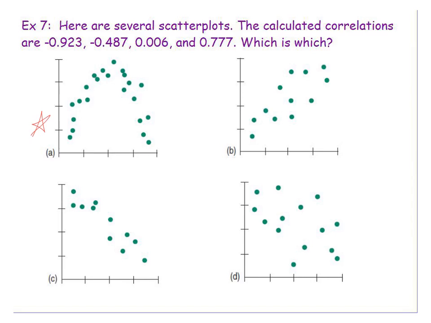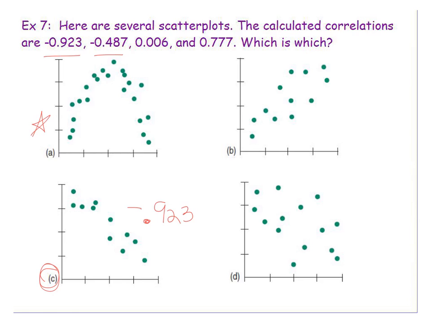So which one of these looks like the strongest one? Well, I'm thinking that's C. Well, what direction is C going? It's going down. So we have 2 negative numbers, -0.923 and -0.487. Now this graph is strong, or it's stronger. The closer you are to +1 or the closer you are to -1, the better. This one would be the -0.923 because that's really close to -1, and this is a pretty good line.